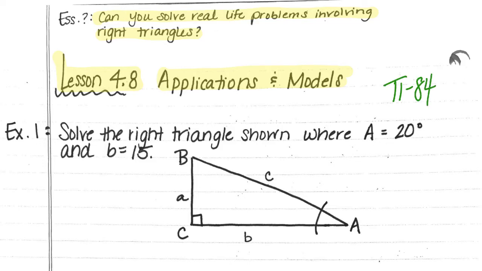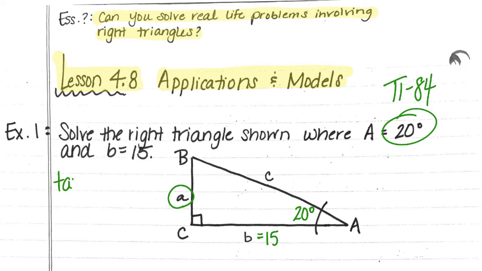Question number 1 says, solve the right triangle shown where A is 20 degrees and B is equal to 15. So it looks like they want us to show the rest. Well, the first thing I know is they told me that A is 20 degrees, so guess what I want my calculator in? I want it in the mode of degrees. So the first thing I'm doing is changing my calculator mode, and that's going to be really important on test day.